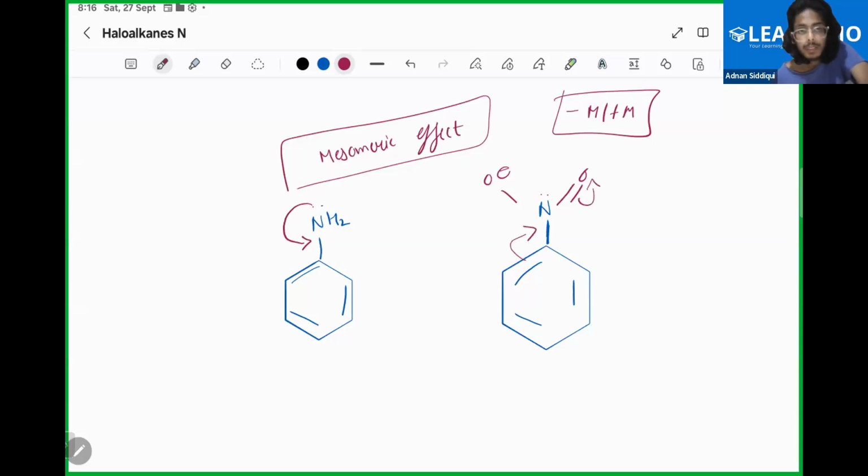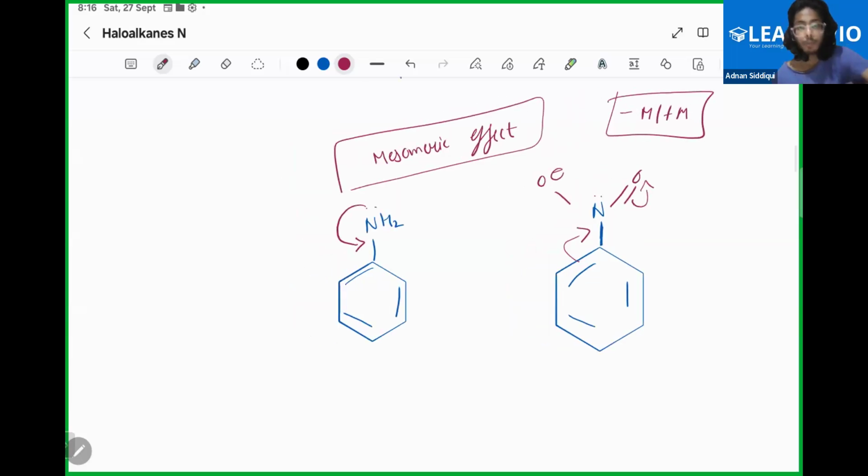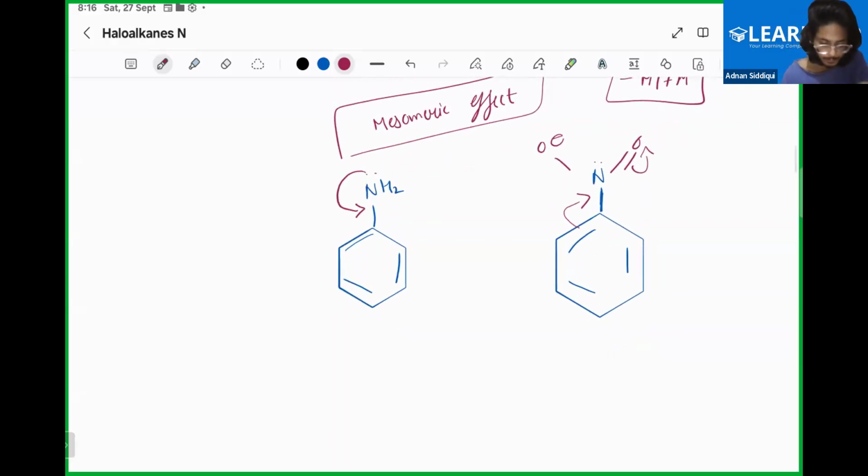One thing I would like to add here to make things easy: when we decide whether a group is acting as a plus M effect or a minus M effect, we can simply see. Suppose this is my conjugated system, a benzene, right? If I have an atom directly connected to this benzene and another atom next to it which is more electronegative. Suppose out of carbon and oxygen, which one is more electronegative?